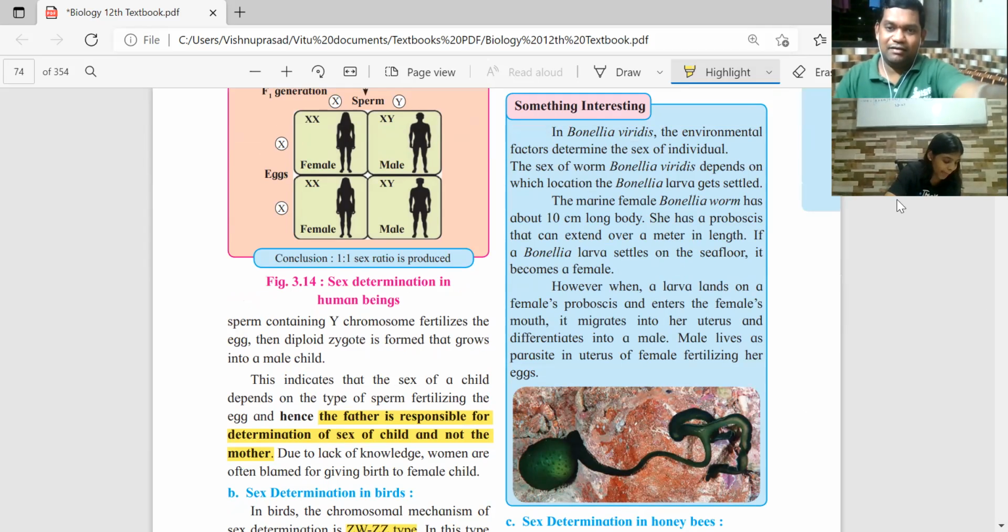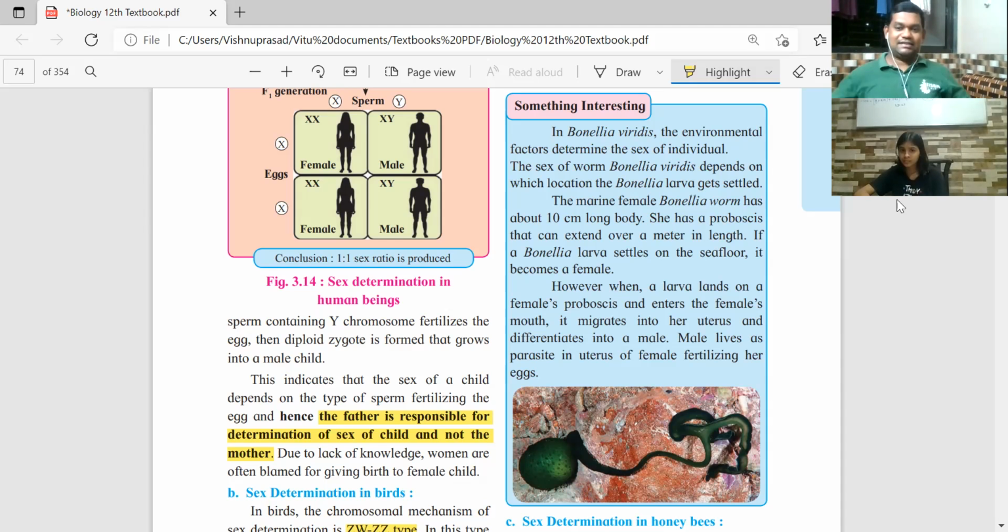It is an animal, it's a worm, called Bonellia viridis. ये worm है, देखना. Here, the sex of the individual is determined by environment. वर्म जहाँ पर है उसके आसपास के environment determine करते हैं कि वो मेल होगा कि फीमेल होगा. And there is a very high degree of sexual dimorphism that you get in this worm.